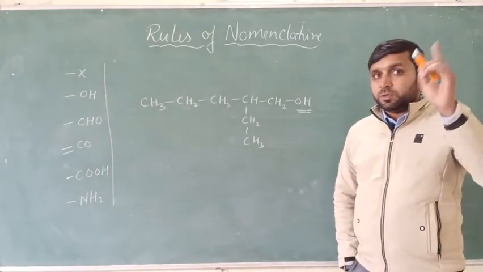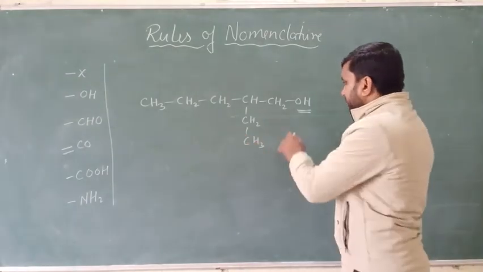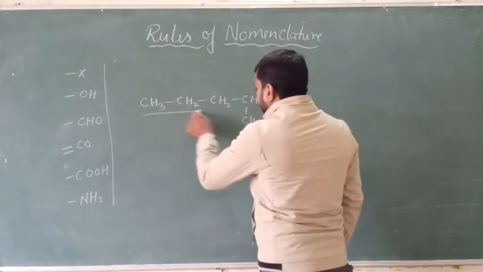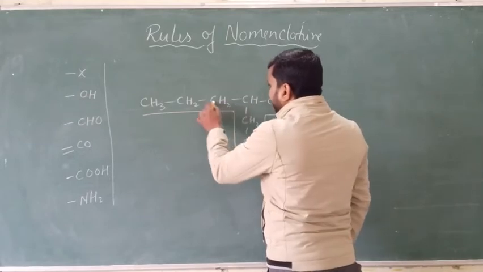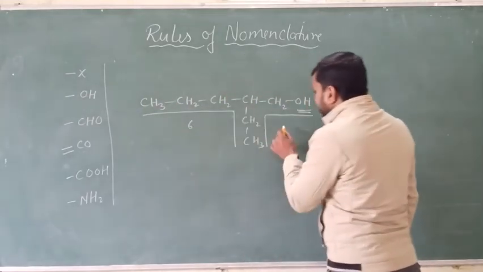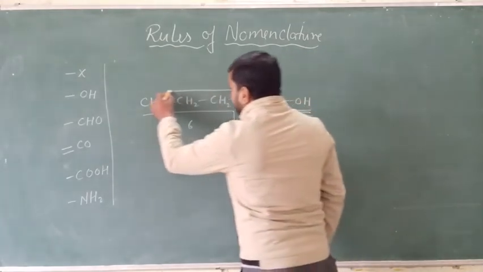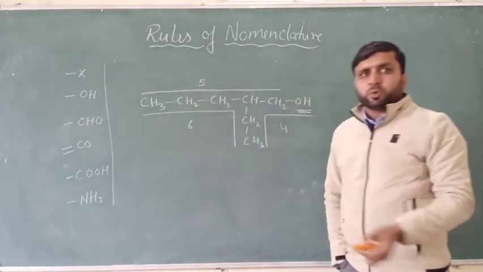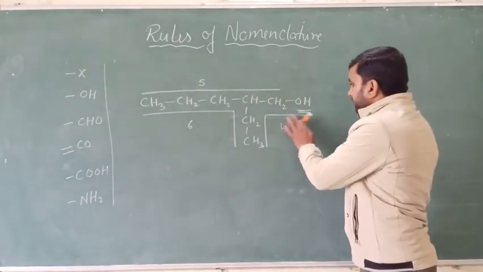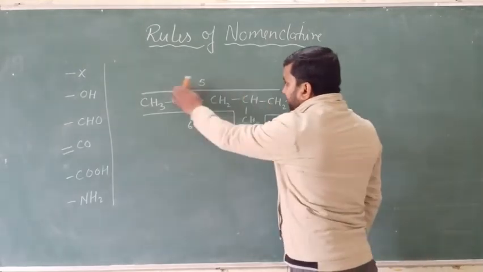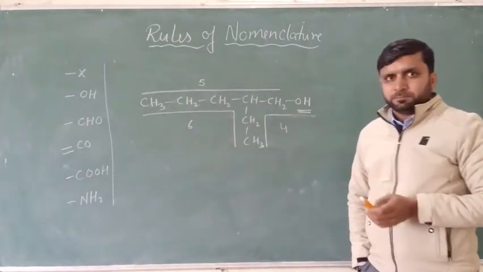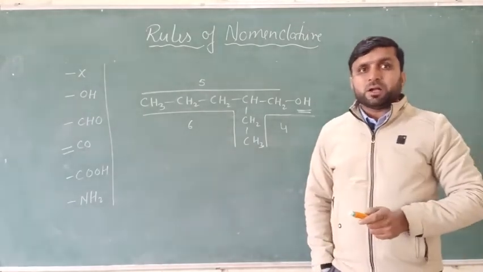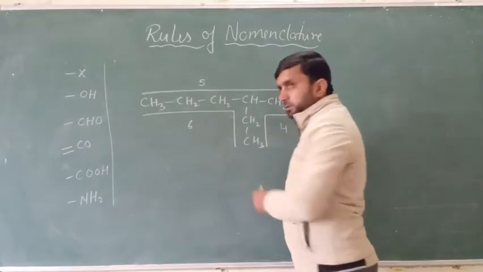Now if we apply the first rule, the longest chain rule, there are 3 paths. One path is this one, 1, 2, 3, 4 carbon. Another path is this one, 1, 2, 3, 4, 5, 6 carbon. It contains 6 carbon, the other contains 4 carbon. Another path is this one, 1, 2, 3, 4, 5 carbon. So there are a total of 3 paths: 4 carbon, 5 carbon and 6 carbon. Now, by the first rule, the longest chain rule, this path is correct.